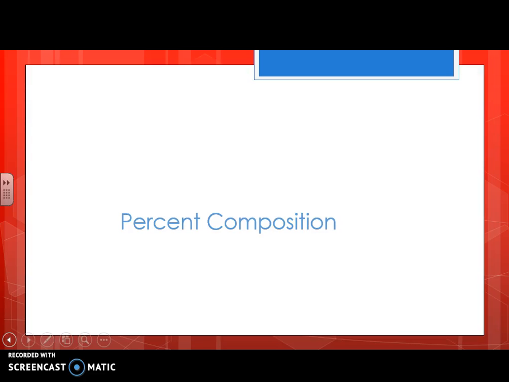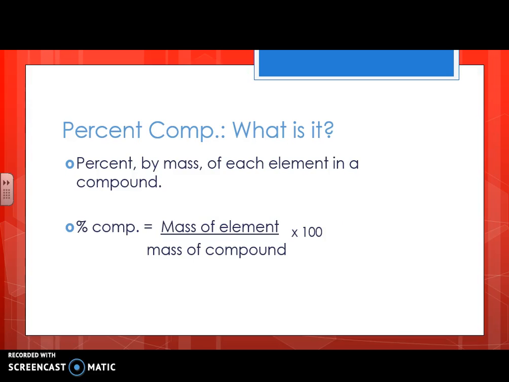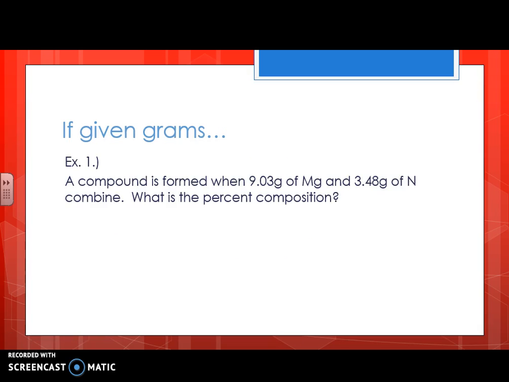This video here is looking at percent composition. So what is it? Percent composition is the percent by mass of each element in a compound. To calculate this, you're going to take the mass of each element divided by the mass of the compound times 100. So for compounds, you're going to do this a couple of times, one for each element, if that's what the question asks for. So a couple ways I can present you problems.